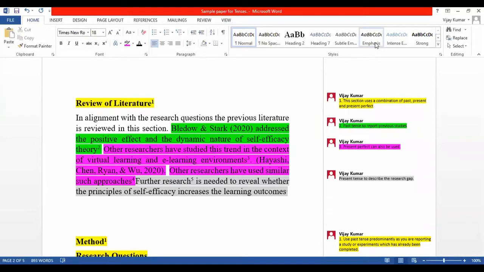You may also use the present perfect. Other researchers have studied this trend. Other researchers have used similar such approaches. So both past tense and present perfect are perfectly fine when you report your earlier studies. So whenever you talk about research gap, you may use the present tense. So look at the word that's highlighted in gray. Further research is needed to reveal whether the principles of self-efficacy increases the learning outcomes. So you will be using a combination of the past, present, and the present perfect.